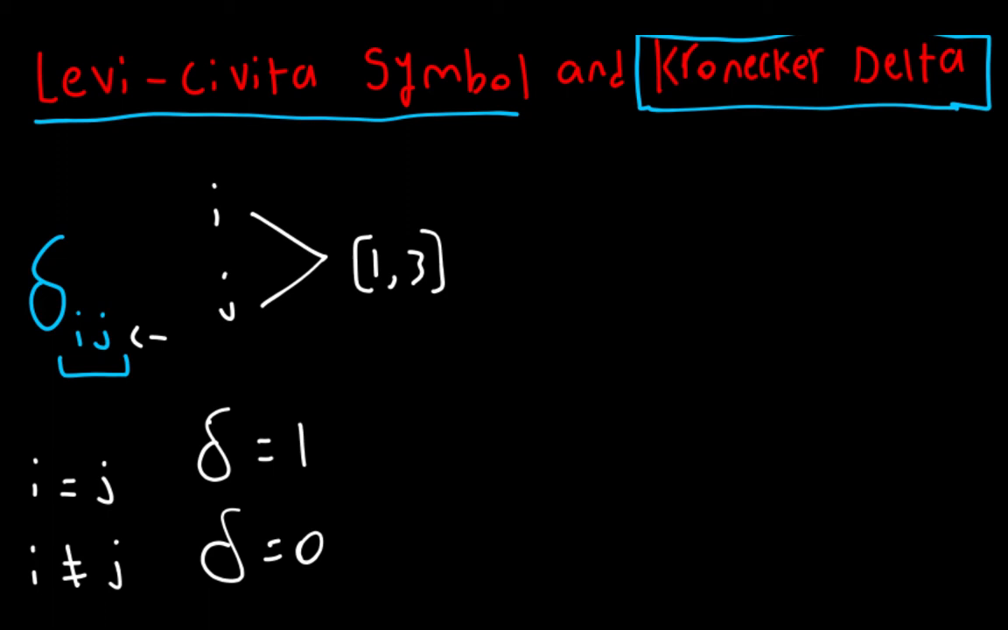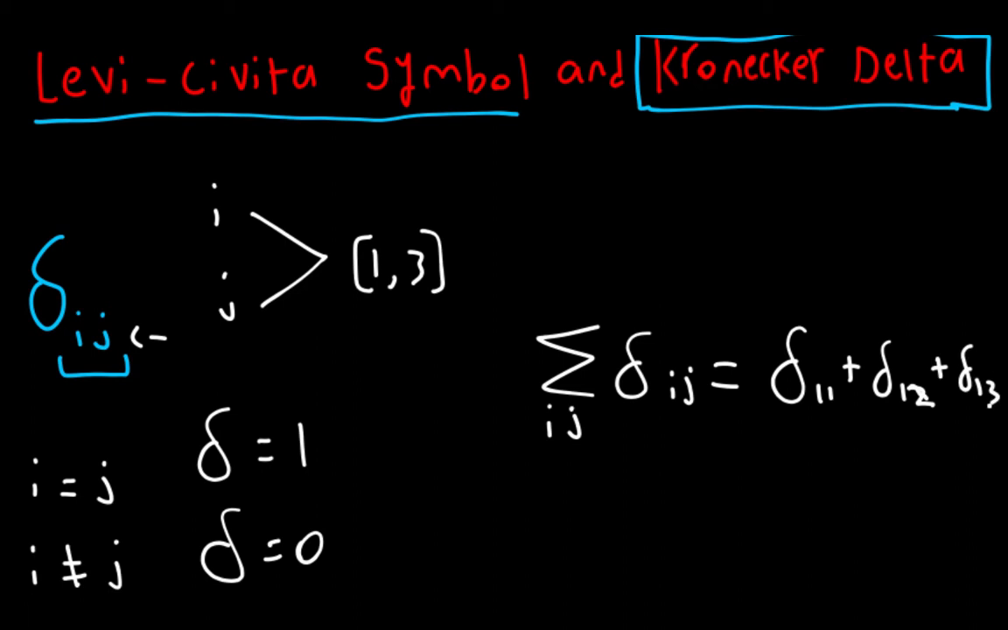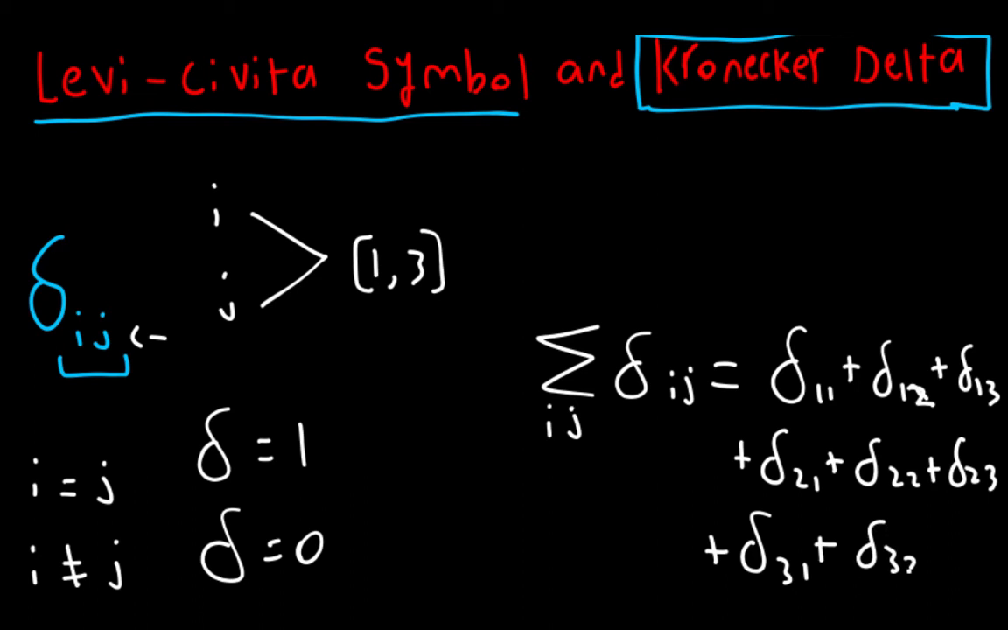Now, this actually makes things very easy, because let's say that I asked you to sum over i and j of your term delta ij. So basically, remember, each of these i and each of these j terms has to range between 1 and 3, so we're going to go over all terms. In this case, we'd have delta 1,1, plus delta 1,2, plus delta 1,3, plus delta 2,1, plus delta 2,2, plus delta 2,3, plus delta 3,1, plus delta 3,2, plus delta 3,3, because both these terms have to cover all combinations between 1 and 3.